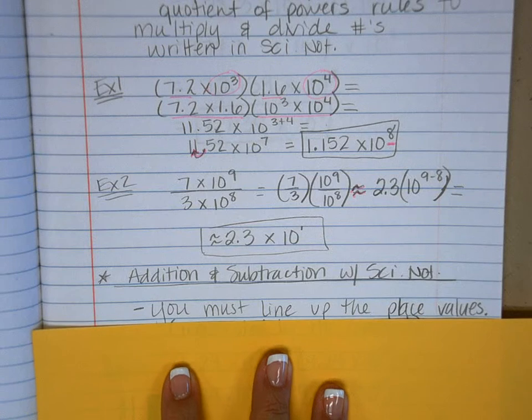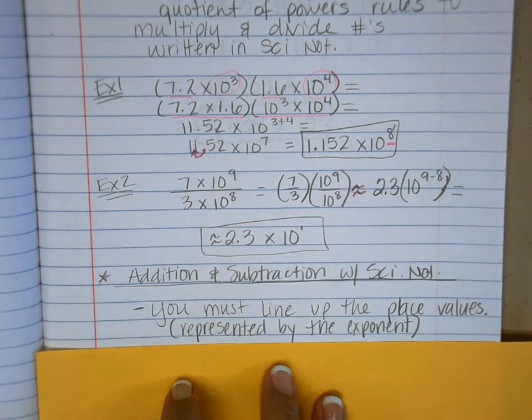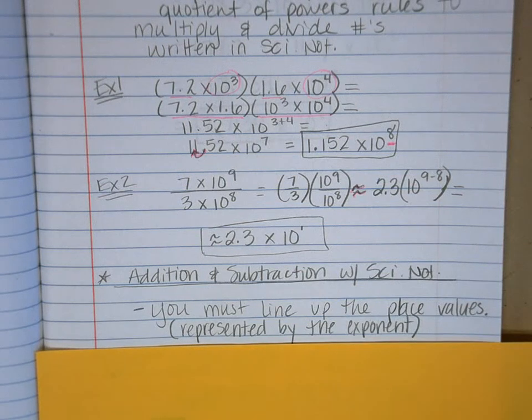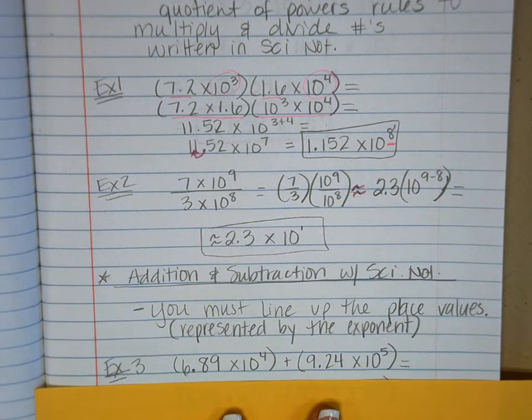So you must line up the place values represented by the exponent, and I'm going to show you what that means. If you don't do this first, you'll get it wrong, which is what happens on the test. People forget to do this. So you must line up the place values represented by the exponent.